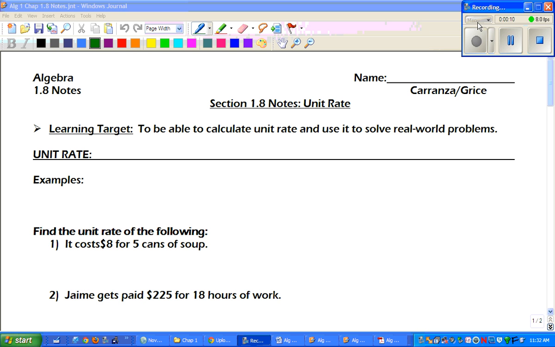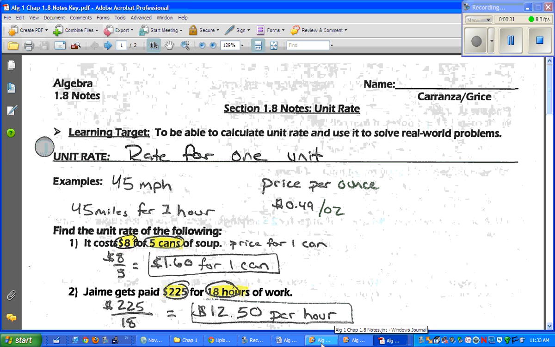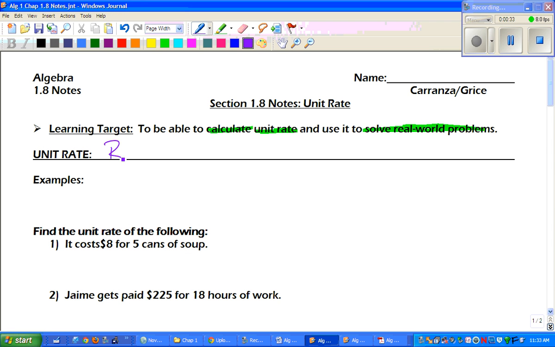Grice's Algebra 1 class. Today we're going to be talking about unit rate. Our learning target is to be able to calculate unit rate and to solve real-world problems. Now, unit rate, if we look at our notes from the other day, is the rate for 1 unit. And we have talked about how for 45 miles per hour, that is 1 unit.